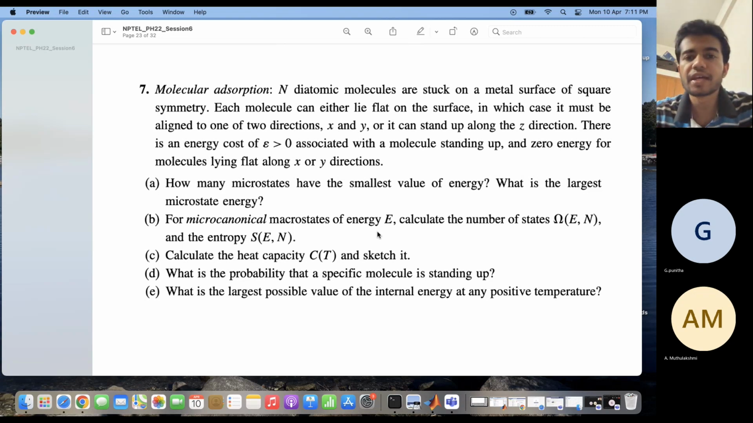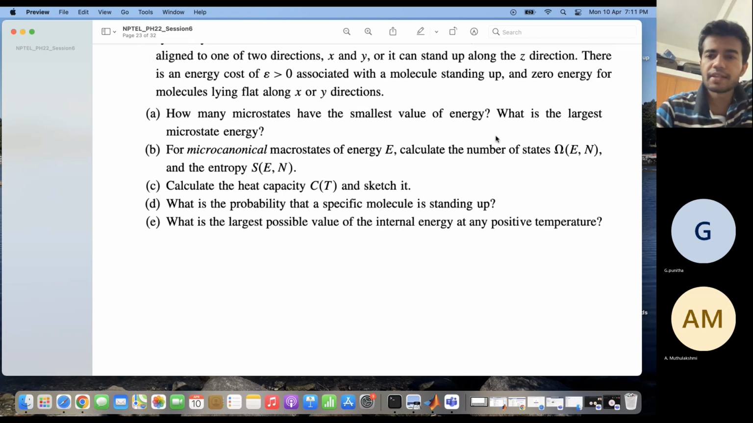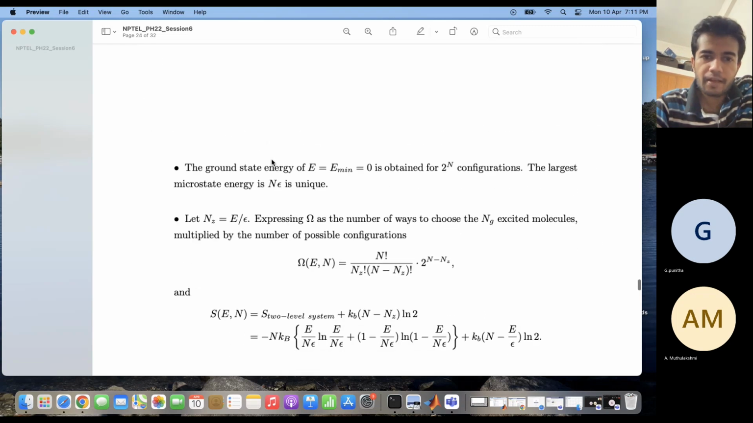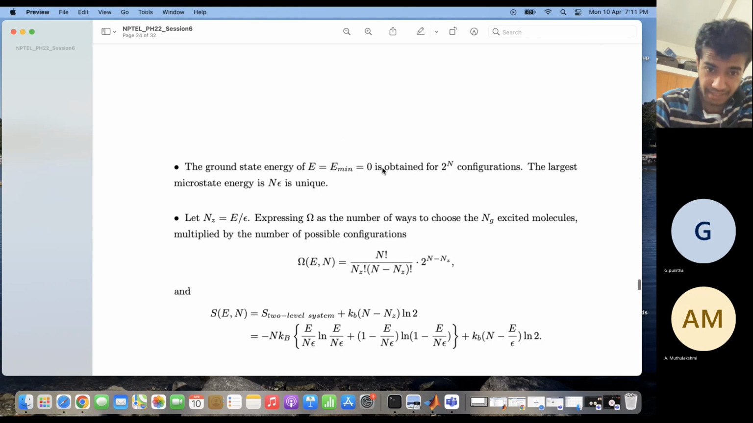That is the smallest value of energy that the system can have. How many microstates can there be corresponding to the smallest value of energy? Since there are N molecules and they can lie flat along either the x direction or the y direction, there can be 2^N microstates having the smallest energy. And what is the largest value of microstate energy? It happens when all molecules are pointing upwards, that is, the largest energy is equal to Nε. That is what this answer says.